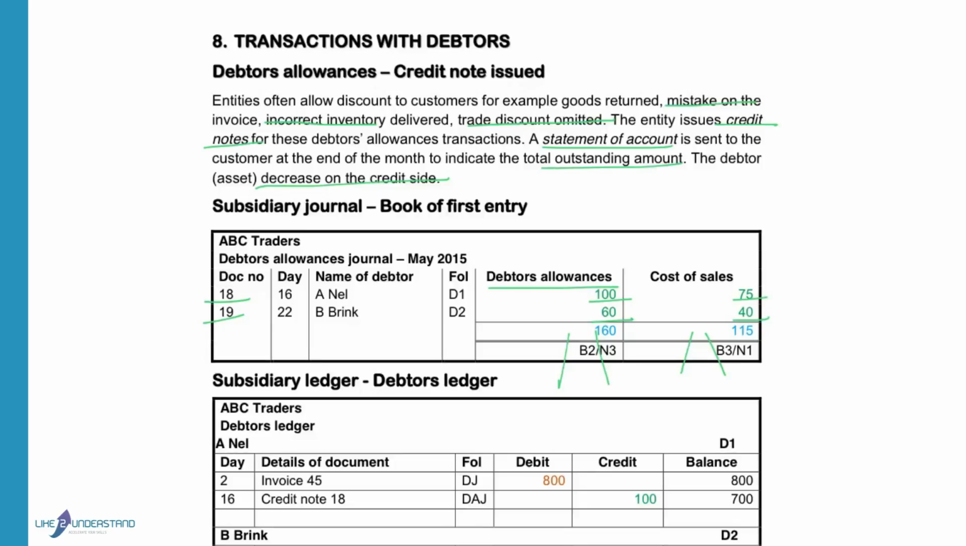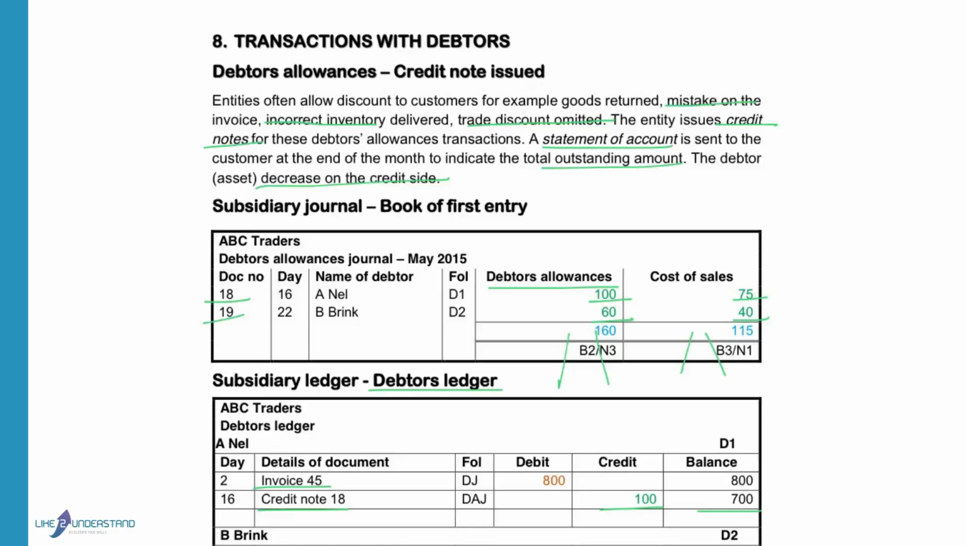Every day, the entries in the Debtors and Debtors Allowances journals will be recorded in the individual accounts of our debtors in the debtors ledger. So this is done on a daily basis. The first entry, we will show that we sold to Nell in the previous exercise. Now there's a credit note, so we have to reduce his account with 100 Rand, the sales price of the goods, and we deduct this 100 Rand from the 800, and that means he now owes 700 Rand.